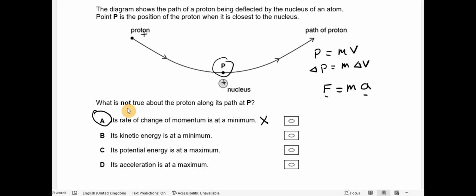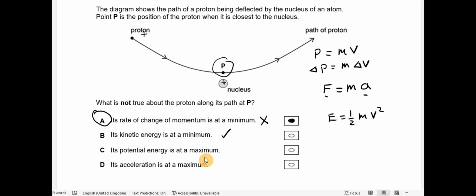So we're trying to find something that's not true, so we could just stop now. We'll look at the other possible answers and see why they are true. Its kinetic energy is at a minimum. Well, kinetic energy is a half multiplied by mass times velocity squared. Yeah, the velocity of the proton at this point is at a minimum. So yes, the kinetic energy is at a minimum.